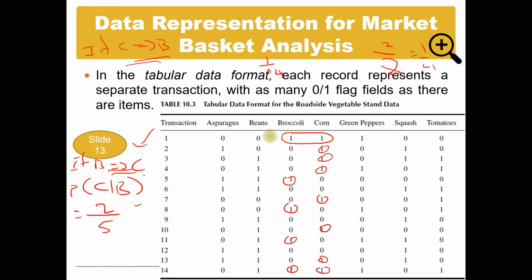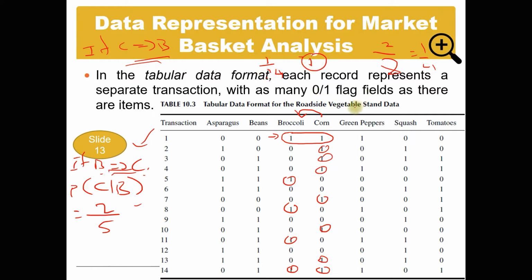The confidence would be how many times, if I buy broccoli, then I buy corn. How many times did I buy broccoli, out of how many times, if I bought broccoli, I bought corn. It is 1. So the probability of buying corn given broccoli in this context is 1, because there was only 1 corn. So in other words, the confidence is 1, but the support is very small.